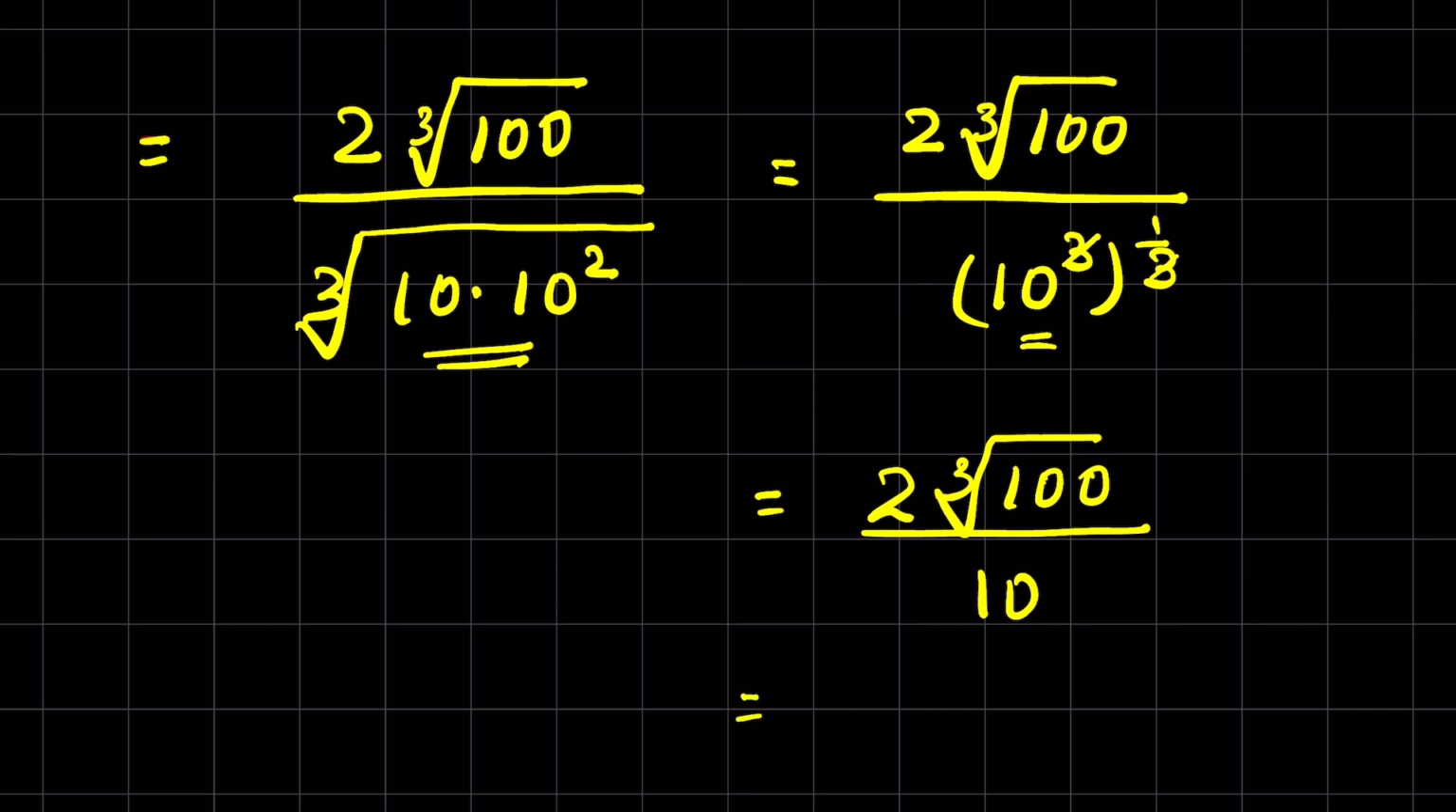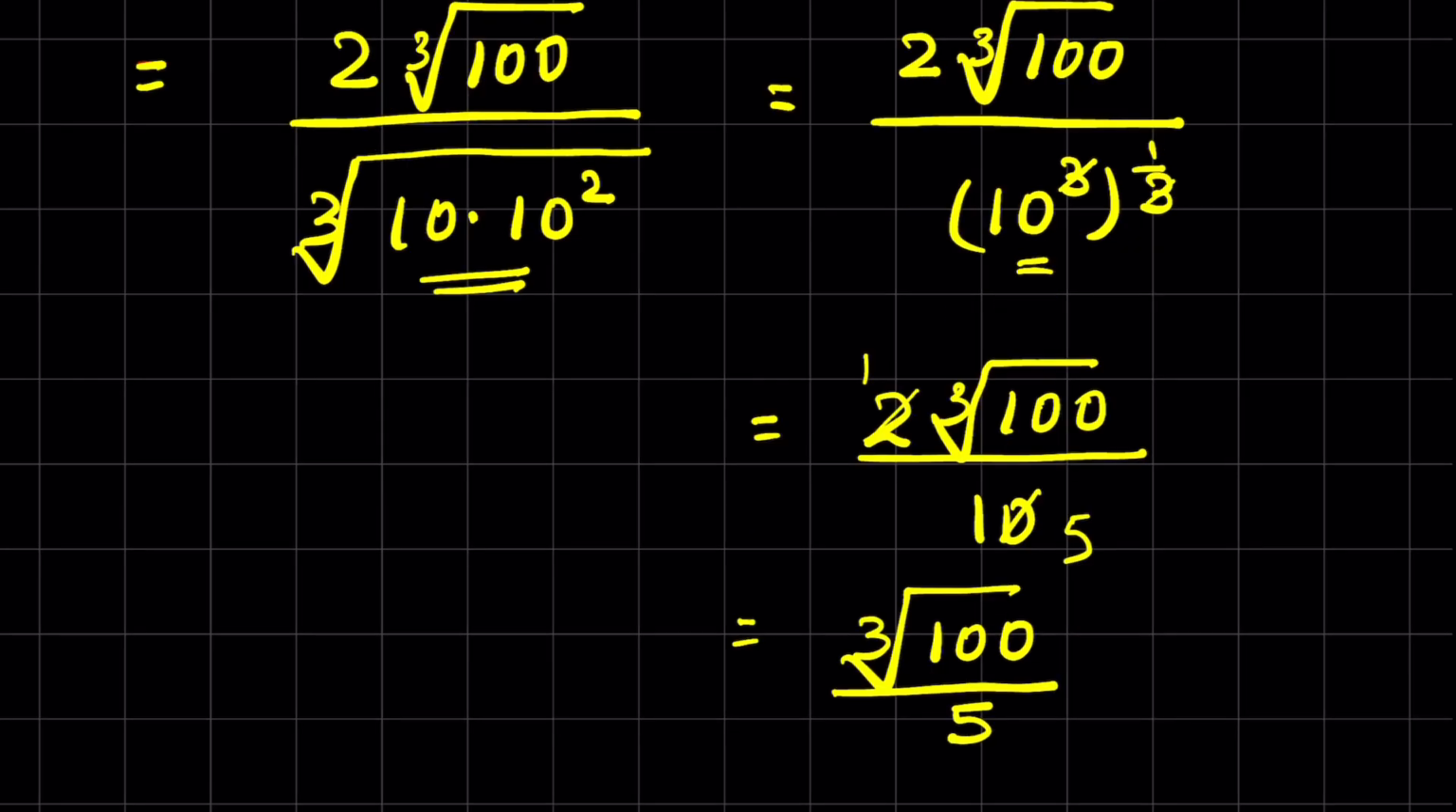Or divide both 2 and 10 by 2. So 2 times 1 is 2, 2 times 5 is 10. So the answer is cube root of 100 upon 5. This is our answer.